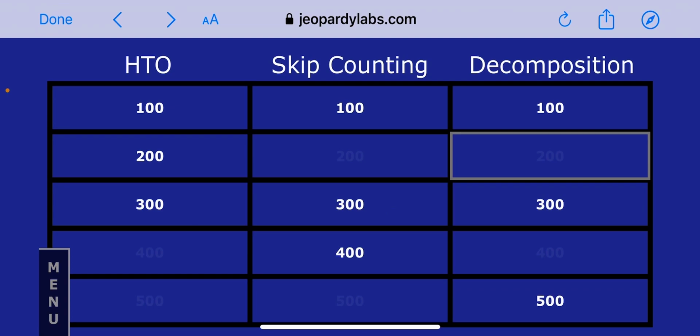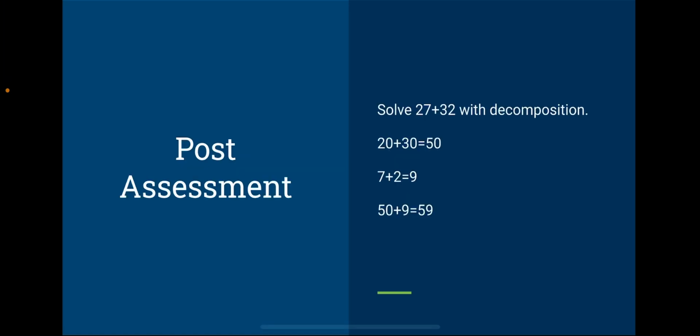So after they finish off the board, we will move on to their post-assessment, which they will have their whiteboards in front of them still, so they will solve 27 plus 32 with decomposition on their whiteboards. So you should be able to see every student write down 20 plus 30 equals 50, then 7 plus 2 equals 9, then 50 plus 9 equals 59.